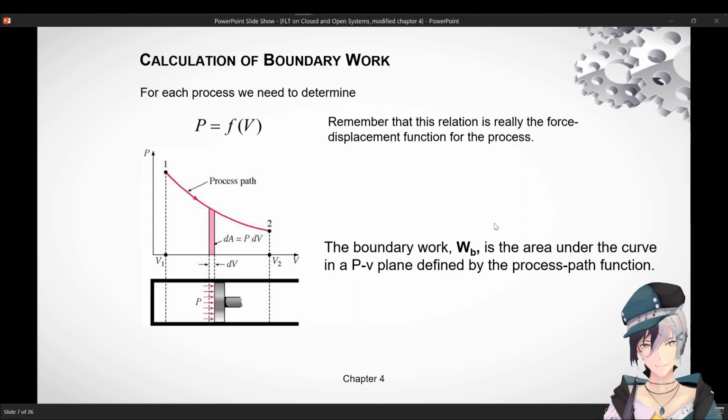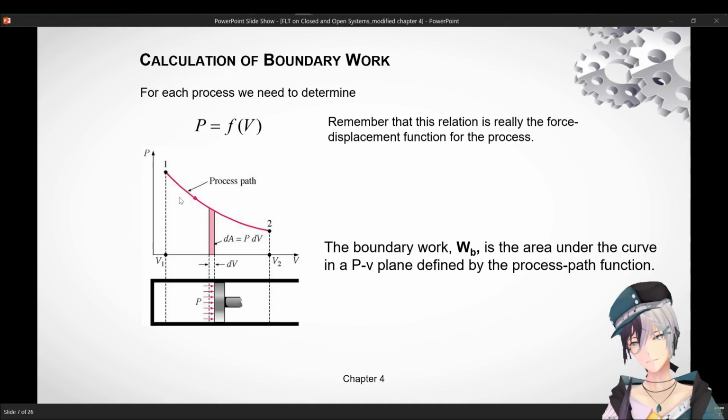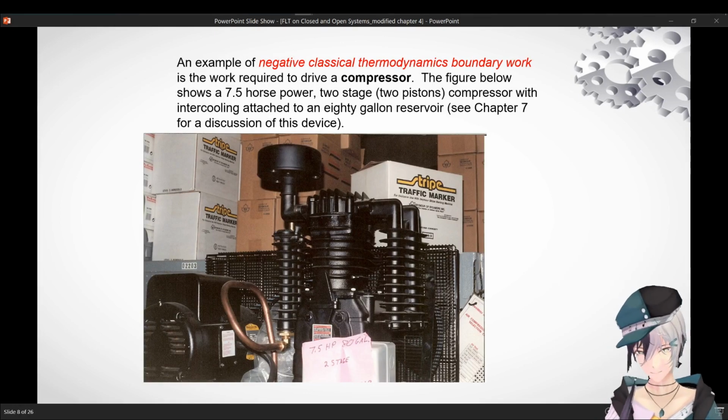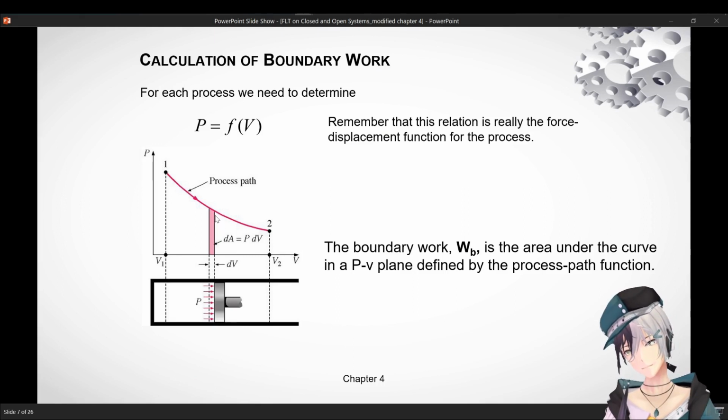Calculation of boundary work. With boundary work, we now have this PV diagram, and considering from process 1 to process 2, we take a differential strip. But as I've said, the analysis is about calculus, so we'll skip on that one. But this is how the formula is derived. So you have the differential V, so the strip from here.